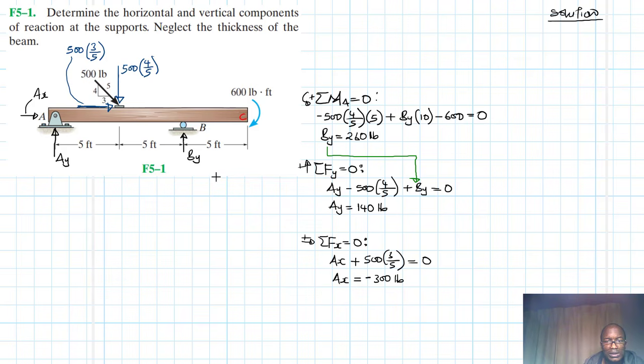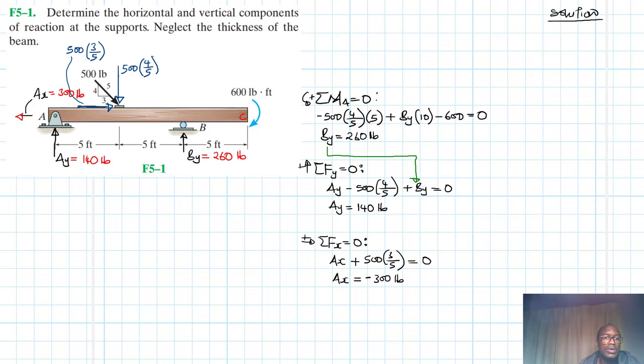So let's indicate them in our figure. So BY is equal to 260 pounds, of course. This is AY equal to 140 pounds. And the AX direction changes, so let's indicate the correct direction. It will be in that direction, and is equal to 300 pounds.